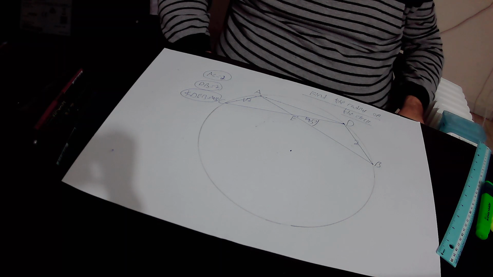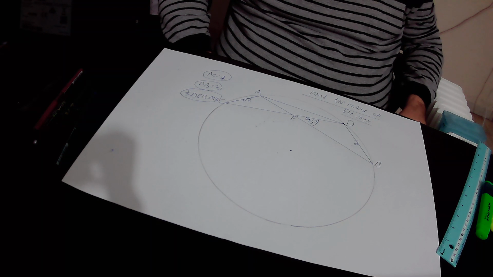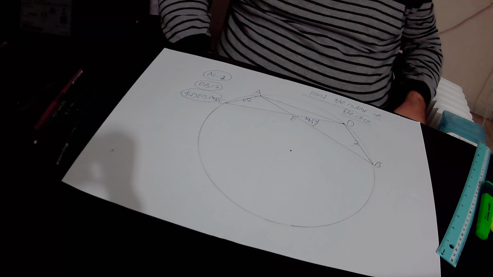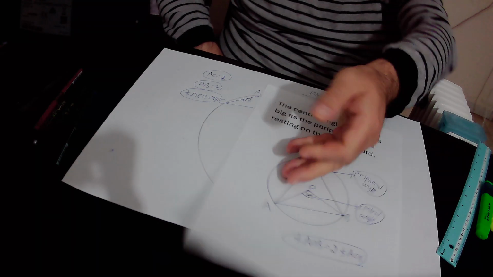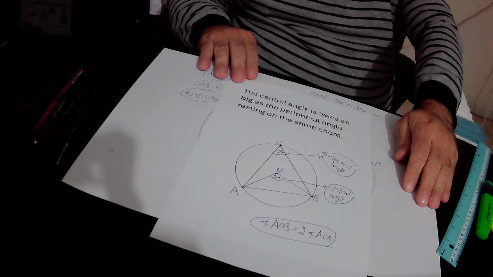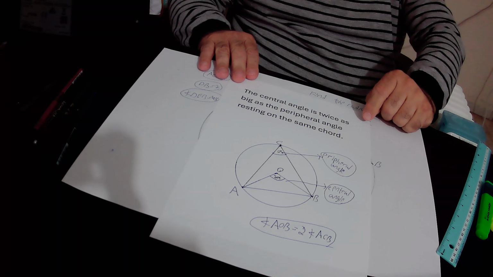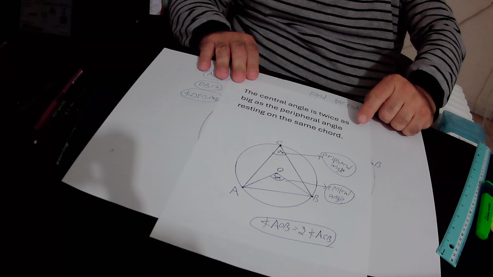So we'll use two rules in order to solve the question. The first rule is that the central angle is twice as big as the peripheral angle resting on the same chord. I'll repeat again. The central angle is twice as big as the peripheral angle resting on the same chord.